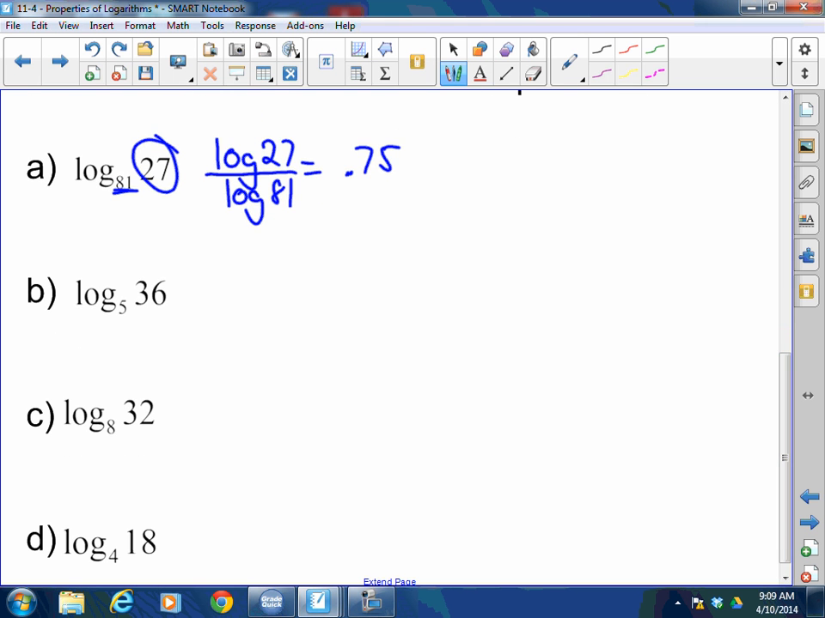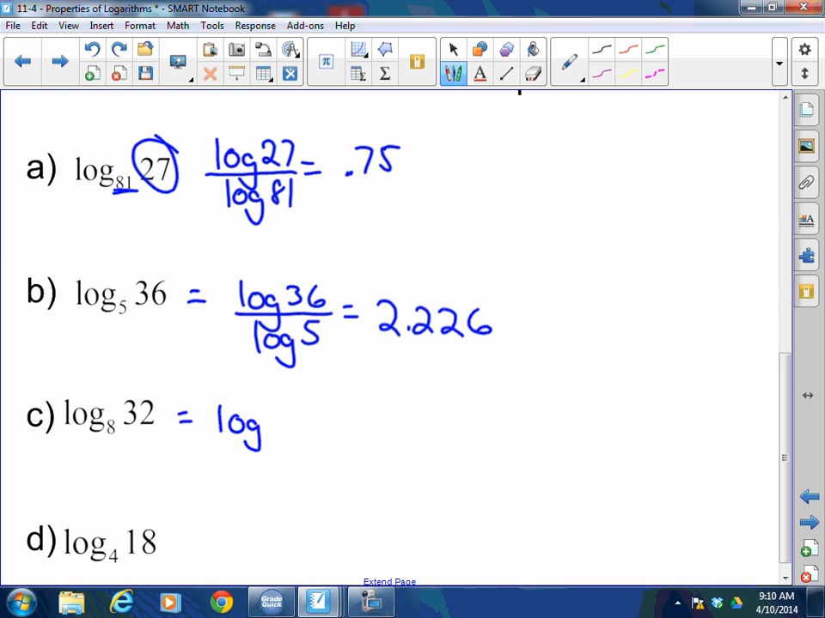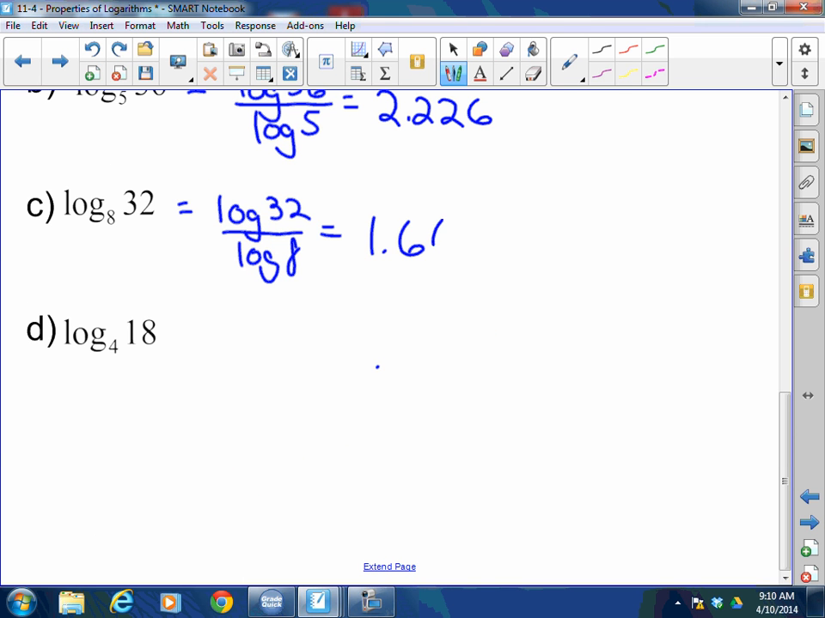Log base 5 of 36. This is going to equal log of 36, literally, divided by the log of 5. What's my answer there? 2.226. Done. Log base 8 of 32. This will literally equal log of 32 over log of 8. Now, there's a big temptation sometimes for people to go, oh, isn't that the log of 4? No, it is not. It's log of 32 divided by the log of 8. What does that give you? 1.66 repeating.